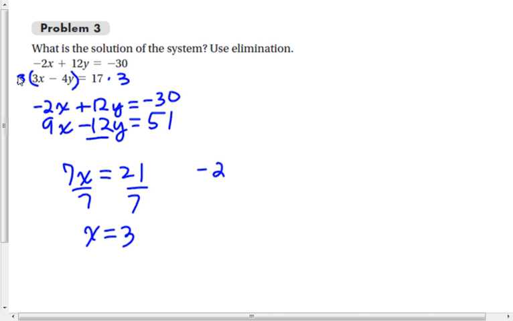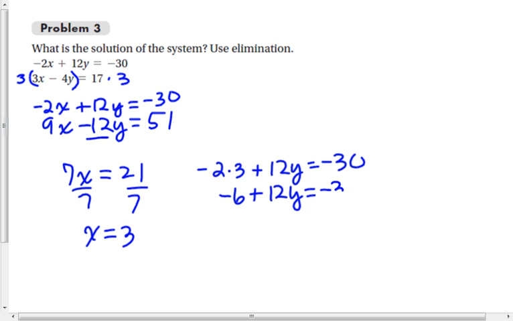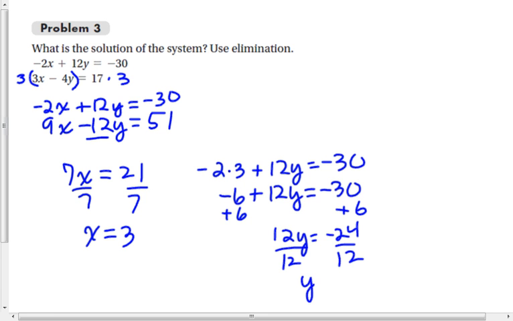Using the first equation to find y, I'm going to substitute 3 for x. And so that's negative 6 plus 12y equals negative 30. Add 6 to both sides, and I get 12y equals negative 24. Divide both sides by 12, and I get y equals negative 2.